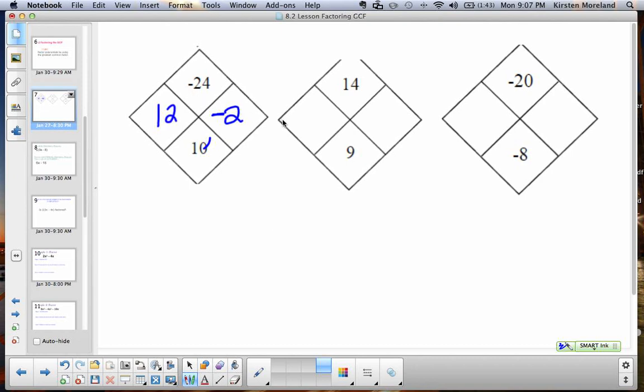Now you're looking for two numbers that multiply to 14 and add to 9. Really the only factors of 14 are 2 and 7, so that has to add to 9, and sure enough it does. Next, you're looking for numbers that multiply to a negative 20 and add to a negative 8. So 10 and 2 multiply to positive 20. If you want to add to a negative, you need to make the bigger number negative, because negative 10 plus 2 is negative 8, and that will multiply to a negative number.